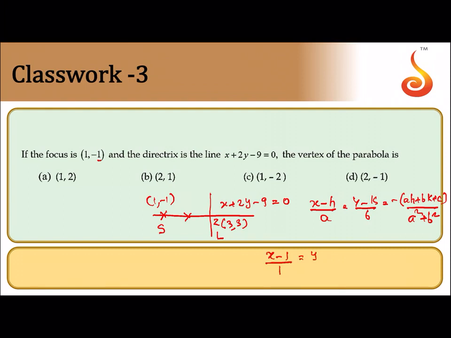I'll write this one. (x - 1) by a, which is 1 here, is equal to (y + 1) by b, which is nothing but 2, is equal to minus times of (1 minus 2 minus 9) by 5. So from this we get x and y values. This is equal to minus of minus 10, means plus 10 by 5, which is 2. So we get (x - 1) by 1 is equal to 2, or x is equal to 3. Similarly, y is equal to 3.